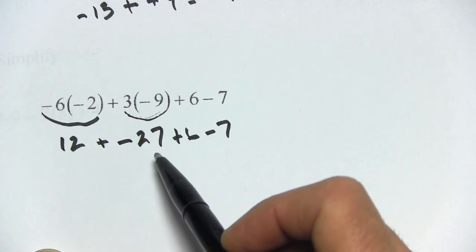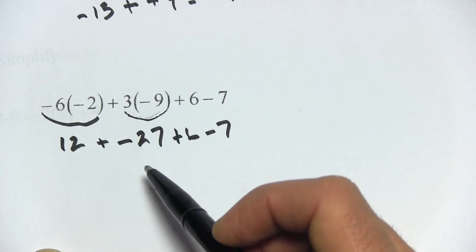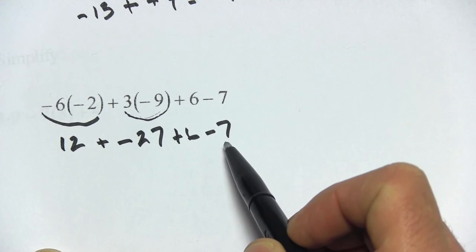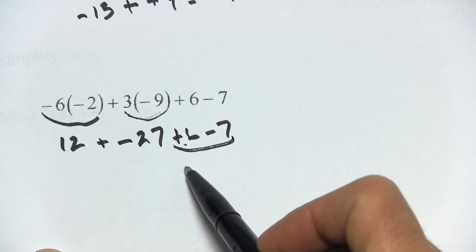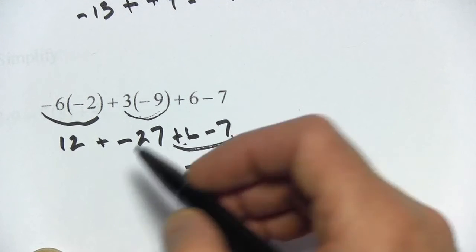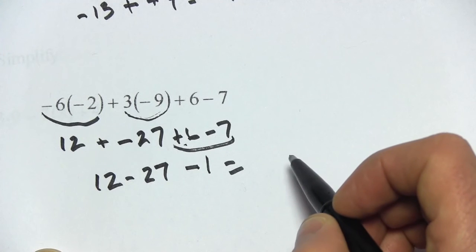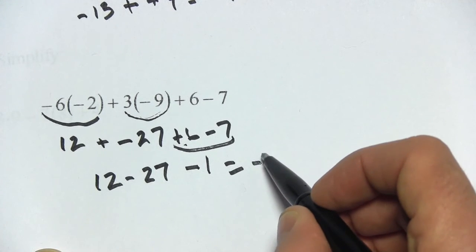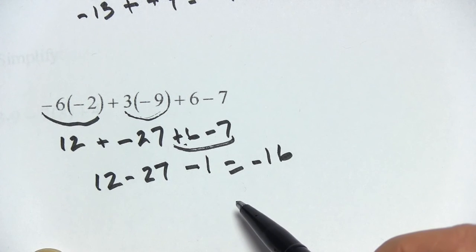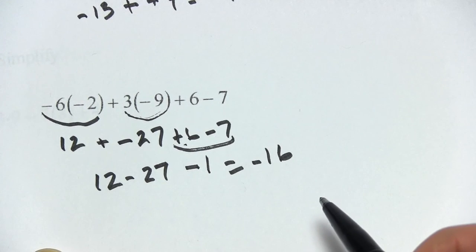So 12 plus a negative is just the same thing as subtraction. So this is 12 minus 27, and here 6 minus 7, well, that part is pretty easy. That's a negative 1. And 12 minus 27 minus 1, I think that's going to come out to be a negative 16. Double check that on your calculator, but I think that's how all that adds up. So that is a little practice with the order of operations.